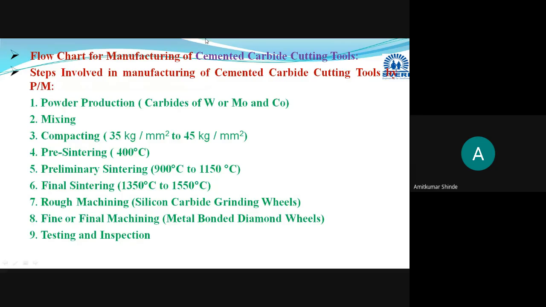Now this cemented carbide can be used for cutting tools. After performing these two machining operations, you will get these cutting tools, and they can be used for different cutting operations. At the end you have to mention its applications. So this is the manufacturing of these cemented carbide cutting tools. In this way, we have completed this part.